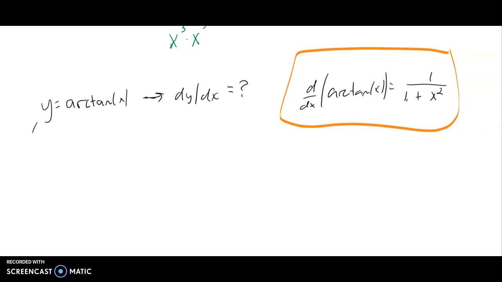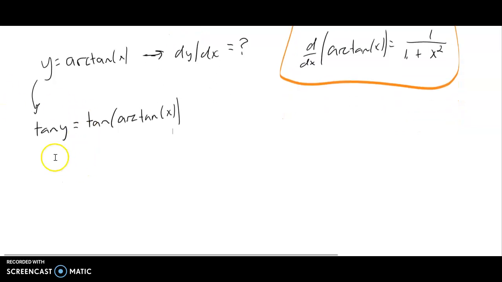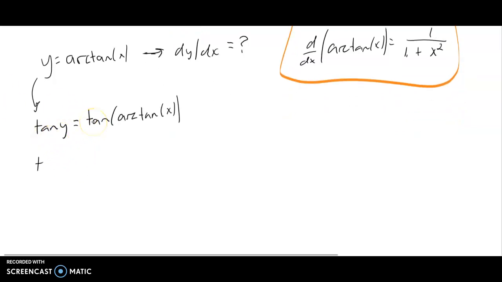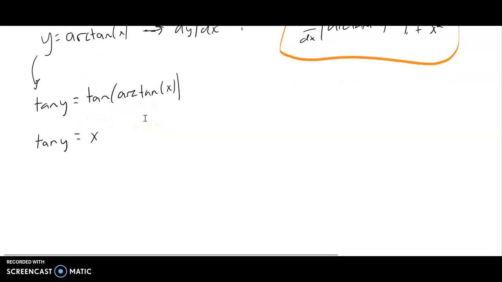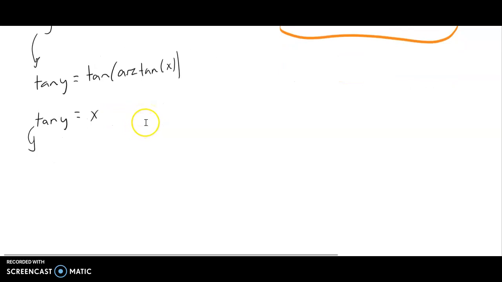Well, we do the same thing we did with arcsine. I'm going to take the tan of both sides. That gives me tan of y equals tan of arctan of x. What happens here? Well, I'm left with tan of y on the left side. The tan of the arctan cancels and gives me x. This we did in class before.